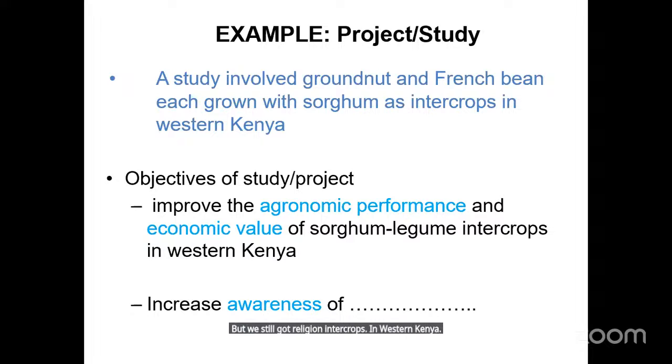Now, you remember we said each paper should have one message. And here we have two messages. Improve agronomic performance as a message, and then economic value as another message. So we don't recommend that you combine the two, because this is about economics, the other one is about agronomy. And most likely the two will go to different journals.